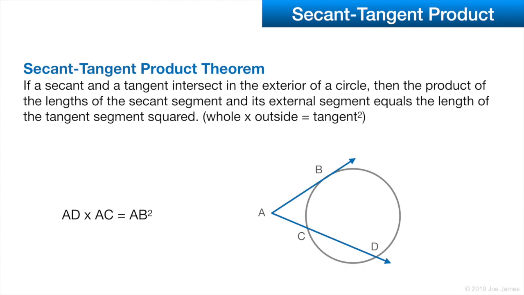The Secant-Tangent Product theorem is kind of similar. Basically says that the whole times the outside, AD times AC, is equal to AB squared if AB is a tangent and the point of tangency is B. So that's almost exactly the same thing, except that we have one secant and one tangent. And we square that tangent.